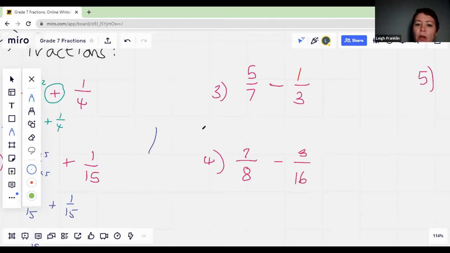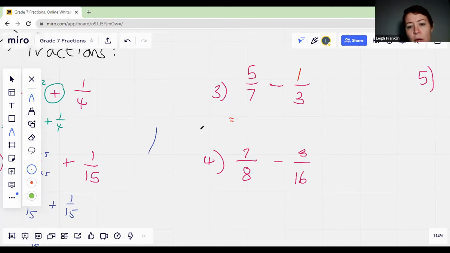All right, so again, the first thing that we look at is the operation. Okay, look at the operation first, all right, because you need to know, am I multiplying, dividing, subtracting, or adding? And that's going to tell me how to proceed. So I can see that I'm subtracting. Again, I can't subtract fractions if the denominators are different. So now I need to find an LCD.